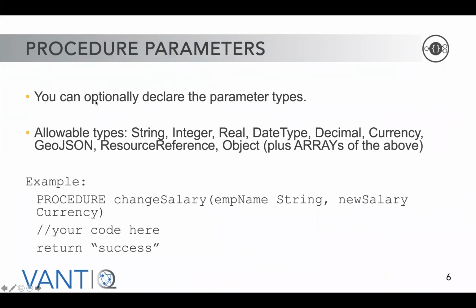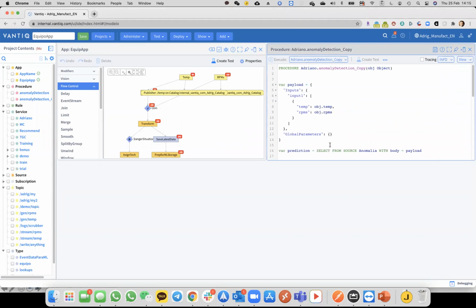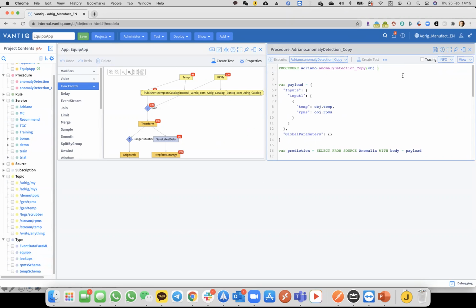So these are some of the parameters that you can pass along. You can say it's a string, an integer, real, date, decimal, currency, GeoJSON, resource reference, an object, and any of these components can be arrays. And now we can even put a typed object. So in version 1.30, that's the last one, I can say that this object is actually the type equipo. So it can be an equipo.